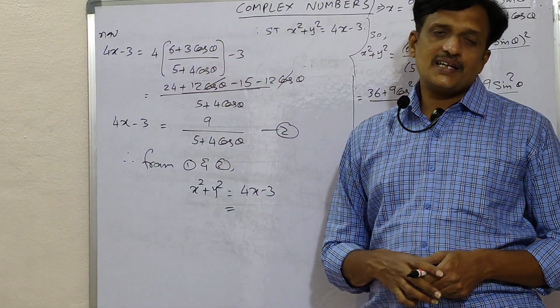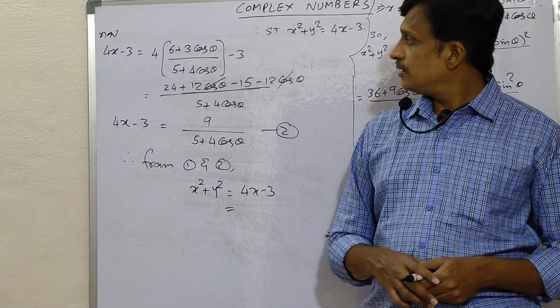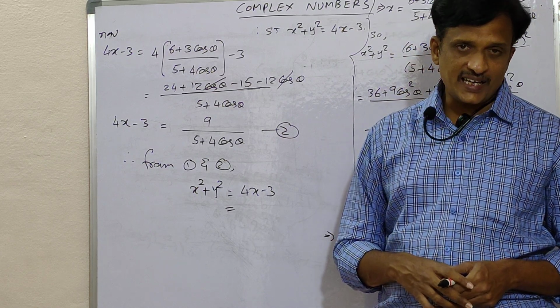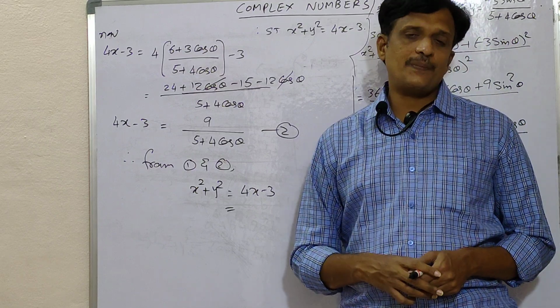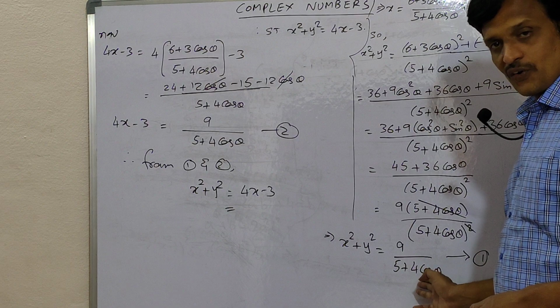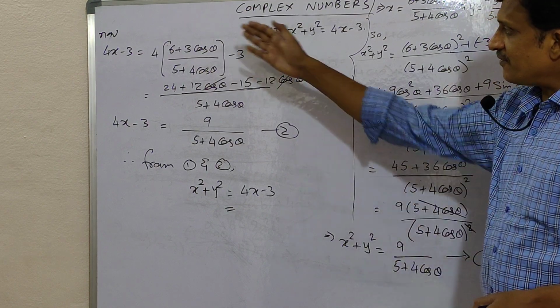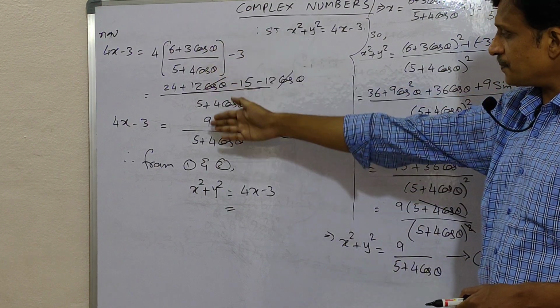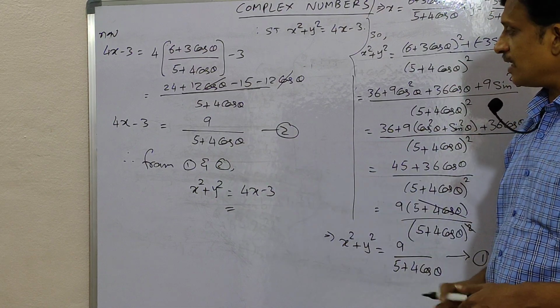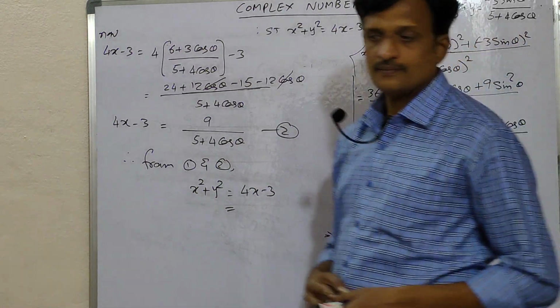So, first write the given one in the simplified form to get the values of x and y. Then find the x square plus y square value. Here we are getting 9 by 5 plus 4 cos theta. And then find the value of RHS, that is 4x minus 3. There also you are getting the same 9 by 5 plus 4 cos theta. So both are equal.